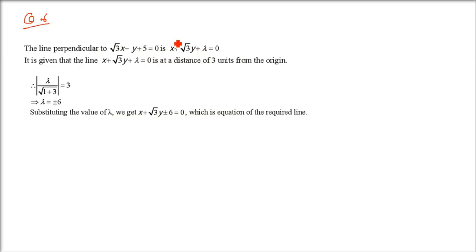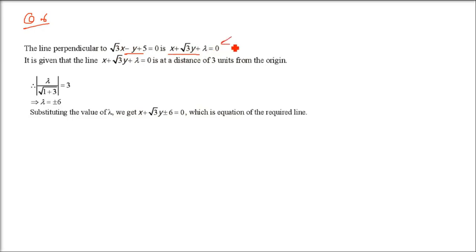So we will take x and y as actually (0, 0), because it is from the origin. Then we will extend it. The distance is (ax plus by plus c) divided by the square root of (a squared plus b squared), and the distance is given as 3.